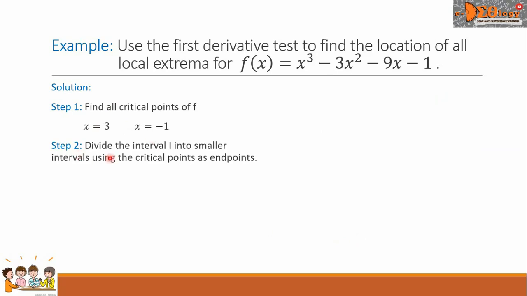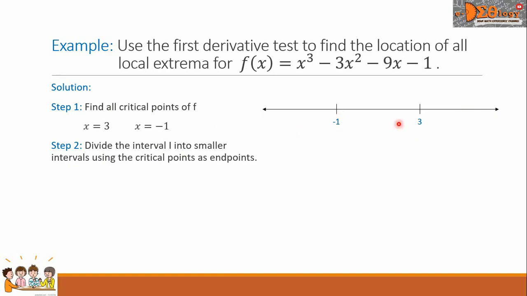Step 2 is to divide the interval I into smaller intervals using the critical points as endpoints. We are able to find the critical points. Now, let us plot them on the number line. Here is our number line. We write here -1, and on the right is the +3.